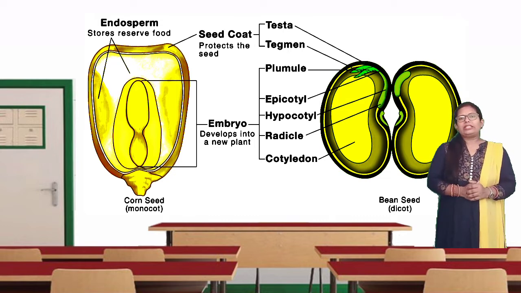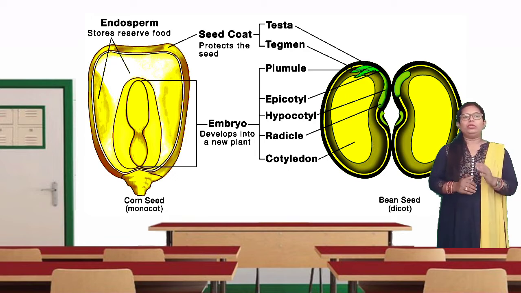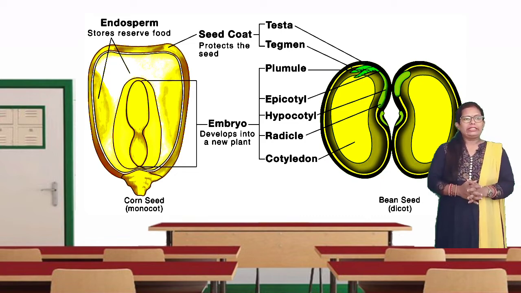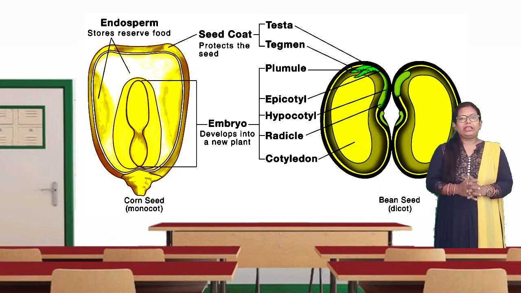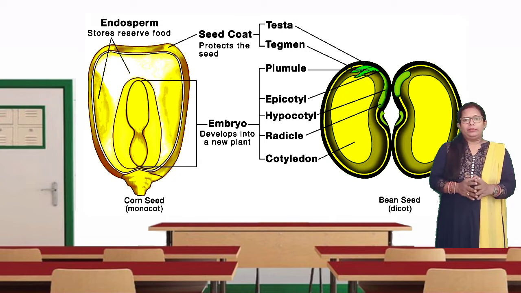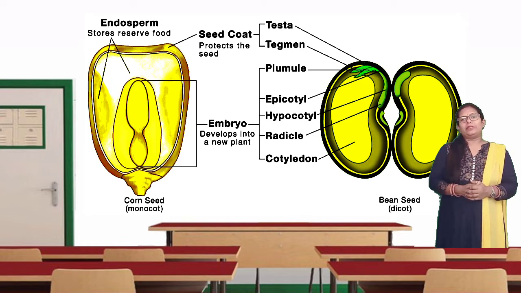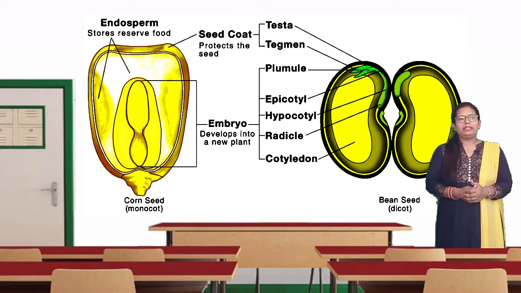Seed is protected by testa, that is the outermost hard brownish covering. जो उसका बाहरी वाला लेयर होगा, प्रोटेक्टिंग कवरिंग होगा, that is testa, and testa is very hard and tough covering. It protects the seed from external injury or pathogens. So we can say that this is the tough covering, outermost covering, and it protects the delicate inner parts of the seed from injury and pathogens.